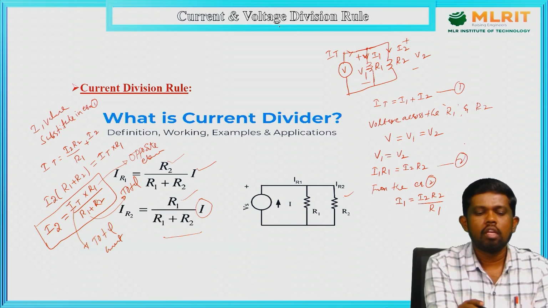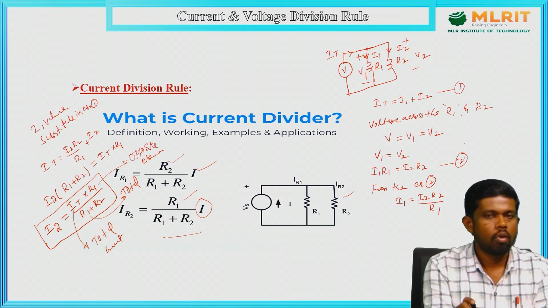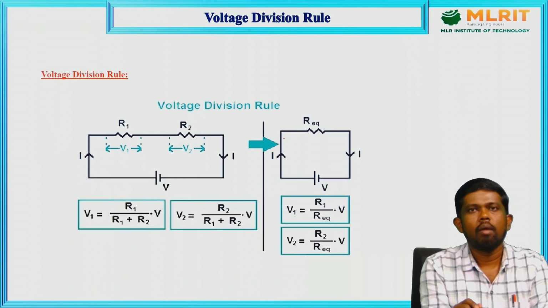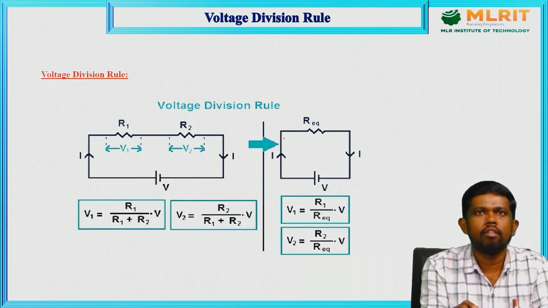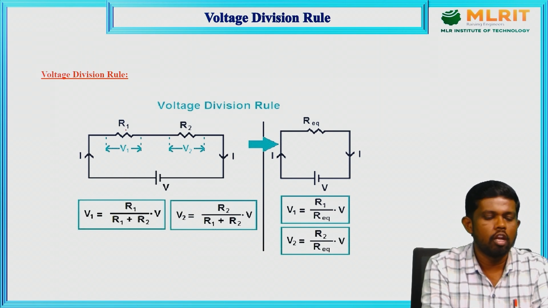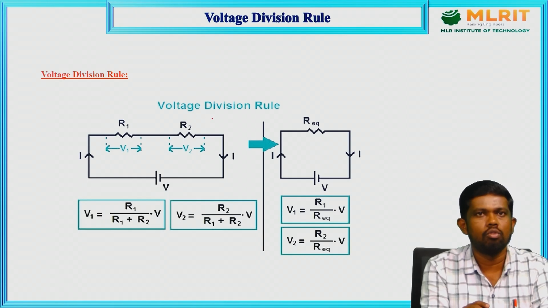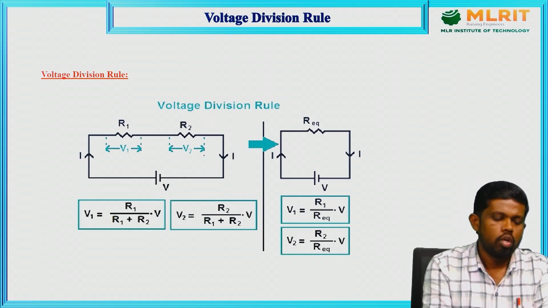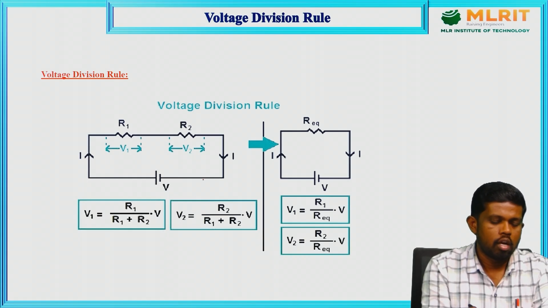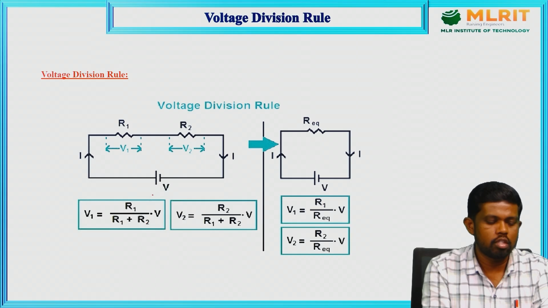Now the remaining topic is the voltage division rule. The voltage division rule is applicable for series circuits. It is a technique or principle applied to a series network to determine the voltage across the individual elements without applying Kirchhoff's laws and Ohm's law. As in the current division rule, here also we need to apply some laws to derive these formulas.